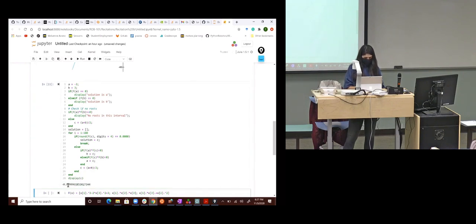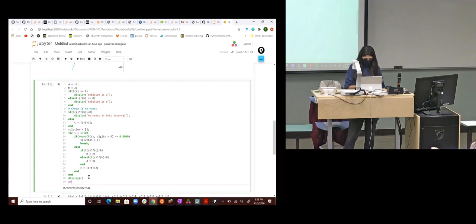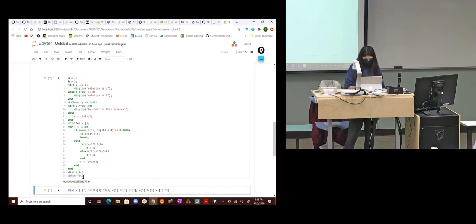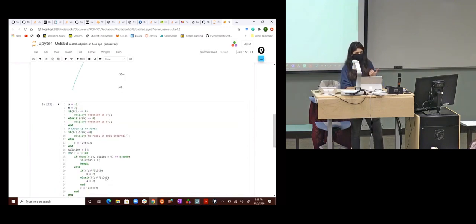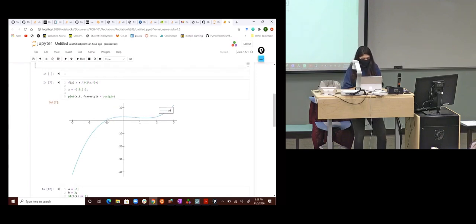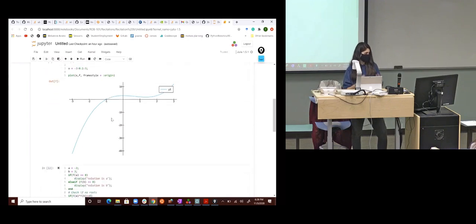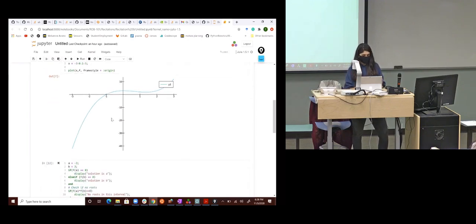So we found our root to be -0.999. Let's see what the value of our function is at this point. It'll take a while. It's really small, right? It's 2.67 times 10 to the power minus 5. So we found a root which was very near to -1, which is exactly right, because we see it should be near -1, so it all makes sense. We're good, right?